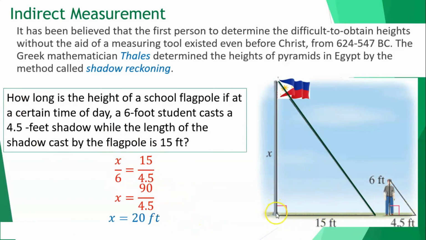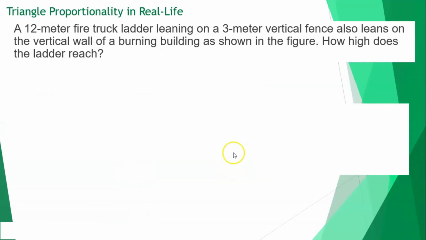So again, we can solve the height of a structure or a building or a tree even if we do not actually climb and measure it. It's just by shadow reckoning. So this is how it is done. Okay, next, let's have another example.